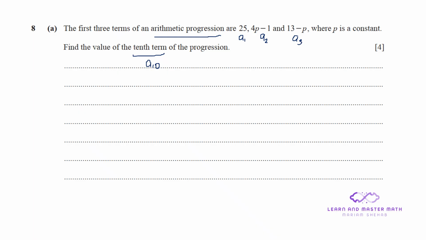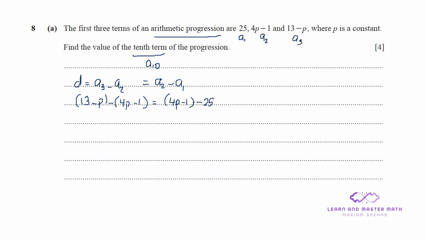First of all, I'm going to find p, using the fact that the common difference is equal to A3 minus A2, and it's also equal to A2 minus A1. If you start from here and substitute the terms in their right places, you will get a linear equation with a variable p. A3, which is 13 minus p, minus A2, which is 4p minus 1, is equal to A2, which is also 4p minus 1, minus 25.